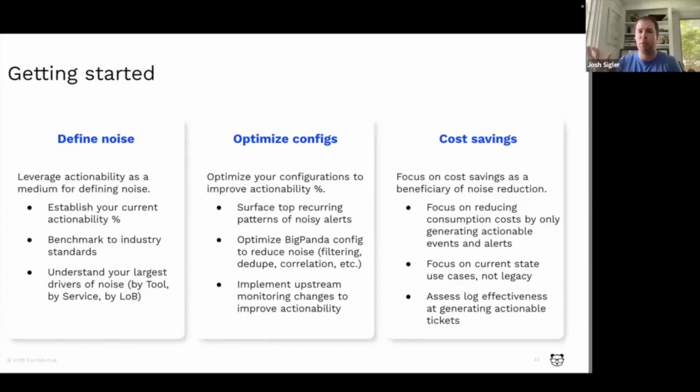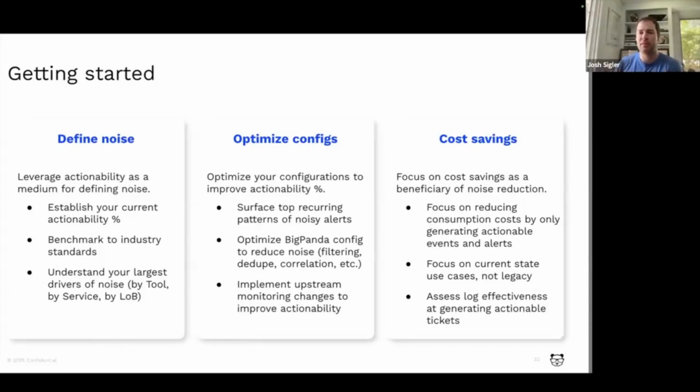You need to surface up what are the patterns of my noisiest alerts. You can do some things in BigPanda. You can add filters. You can correlate better. You can deduplicate better. But what you can also do is partner with your observability teams and use data to drive their actions. I need you to turn off these sets of alerts because the last 100 times they've fired, they're not translating to alerts.